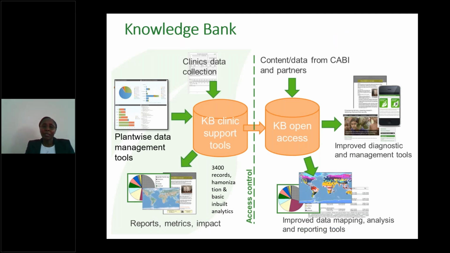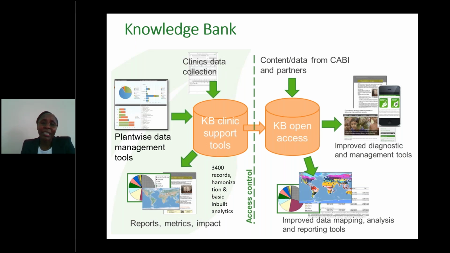So this is the knowledge bank. It is divided into two parts. I talked about the interaction that normally a farmer and a plant doctor have at the plant clinic. That information coming from the farmer, from that interaction between the farmer and the plant doctor, goes to a restricted part of the knowledge bank, which we call the Plantwise Online Management System, or POMS. And that is what you see on your left.